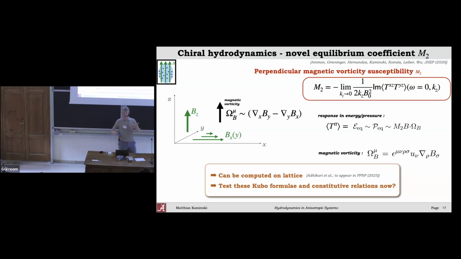So this is an equilibrium response, meaning the frequency is zero, so no time dependence needed. The Kubo formula first sets the frequency to zero and then the momentum to zero. And you calculate this TXZ, TYZ correlator. And the point is you can do this since it's equilibrium. It doesn't really involve time dependence. It can be computed on a lattice. And I asked my lattice colleagues and they say they can do it. So I'm hoping they are working on it right now.